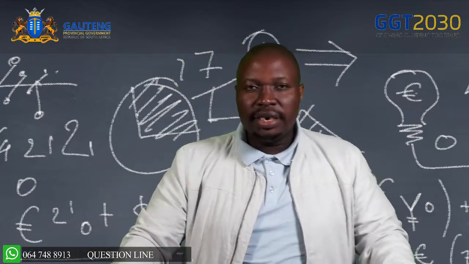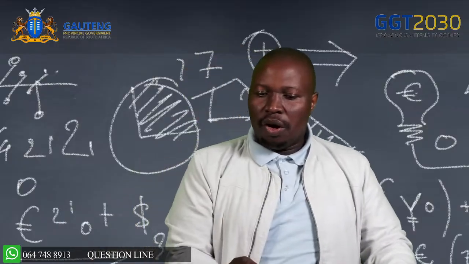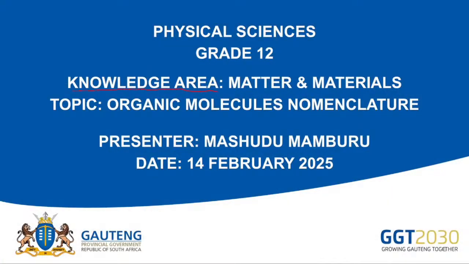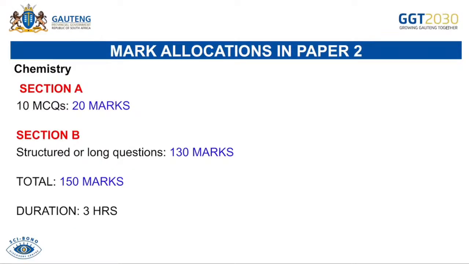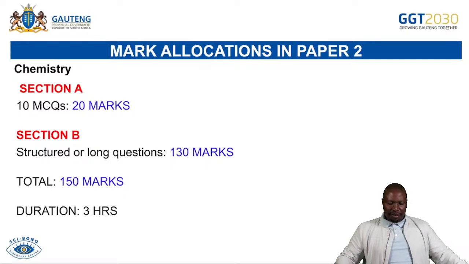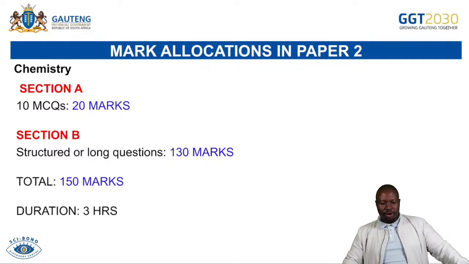Welcome. As we indicated, we'll be focusing on the knowledge area, matter and materials. The topic is organic molecules. We'll be dealing with organic molecule structures, and I hope you will understand. Remember, organic molecules is part of paper 2. Paper 2 has 150 marks, with 10 being multiple choice questions.